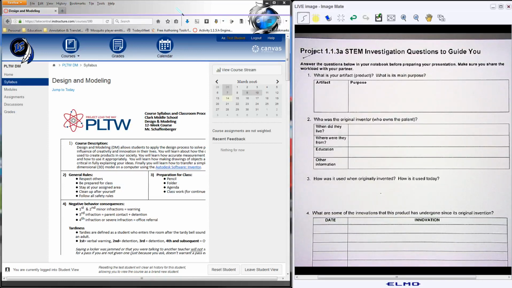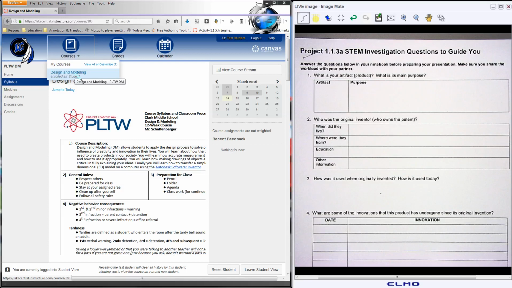Okay, this video is on activity 1.1.3. To get to the things that you'll need to use for 1.1.3, you'll need to log on to Canvas, and you'll need to go to your courses. If you don't see Design and Modeling here on the list, you'll need to click on View All, and if you still don't see Design and Modeling, you'll need to ask your instructor to add you to this class.